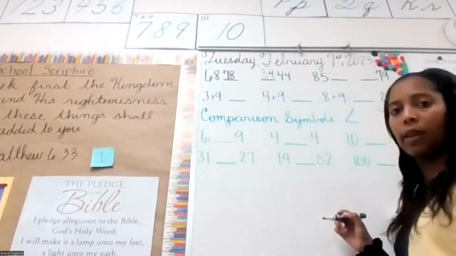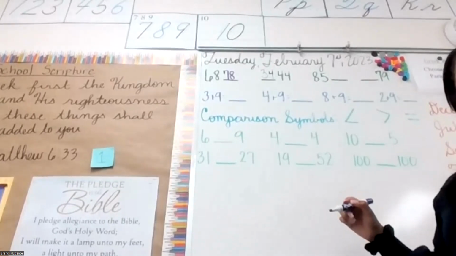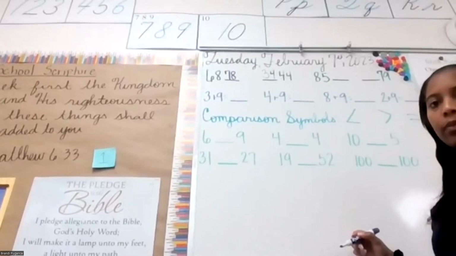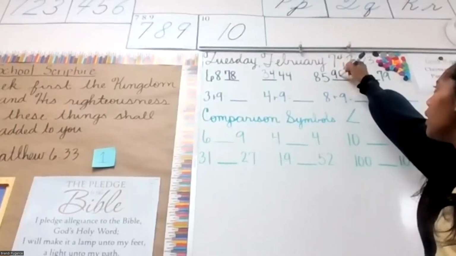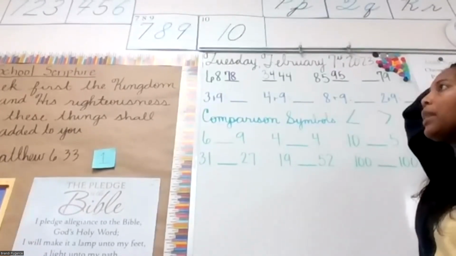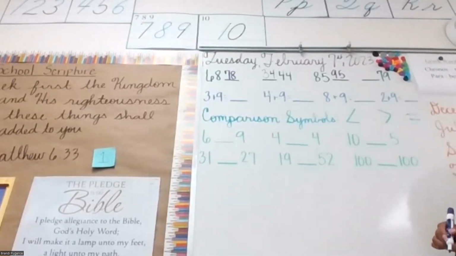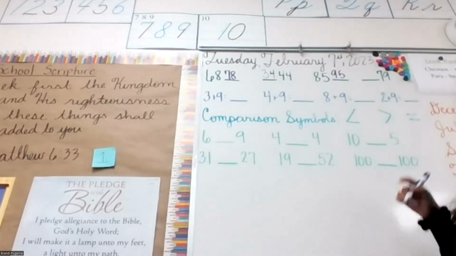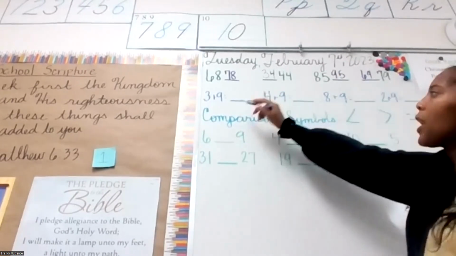10 more than 85. Asa? 95. And then 10 less than 79. We're going back 10. 69. Good. All right, some of our new facts from yesterday.